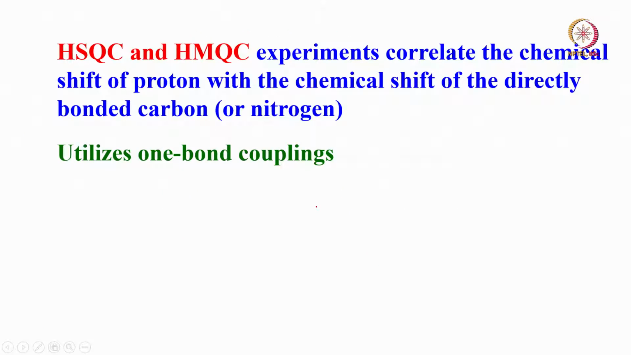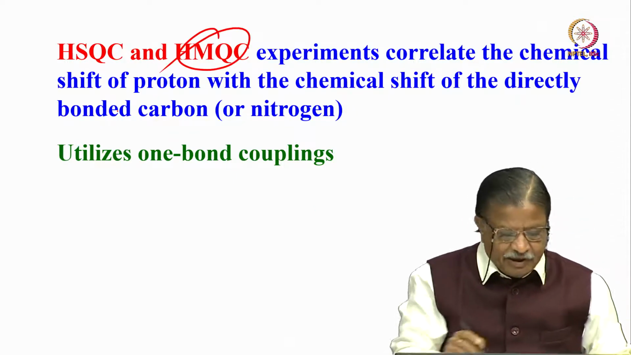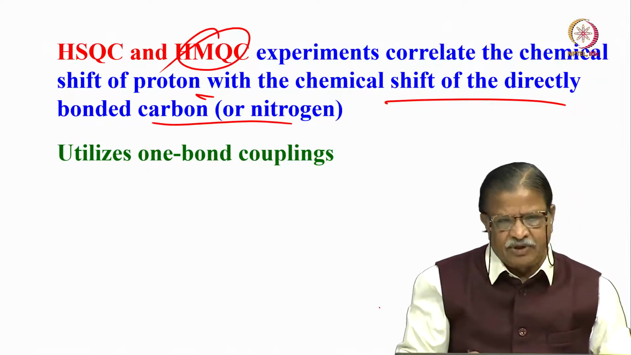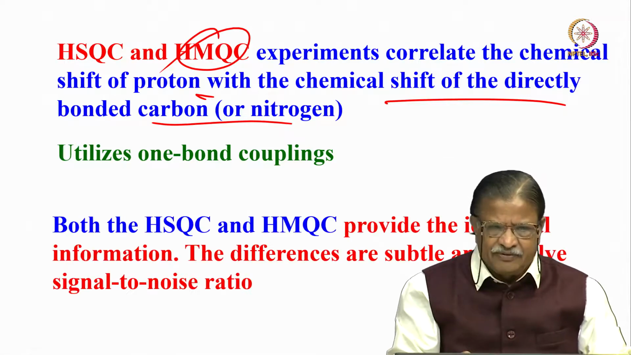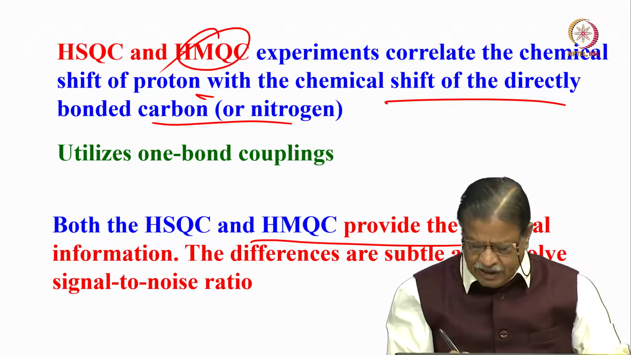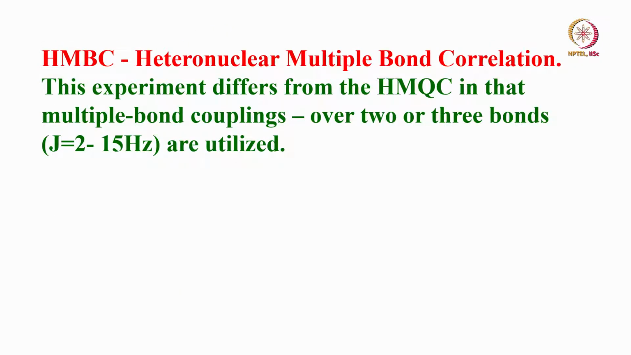Okay. Now HSQC and HMQC, with this we will go further. They correlate chemical shifts of proton and chemical shifts of the directly bonded carbon, HSQC and HMQC. Both utilize one bond coupling. A small subtle difference is there. Both HSQC and HMQC provide identical information with small differences, especially signal to noise ratio and HH coupling coming in one of the experiments. We will not discuss that.